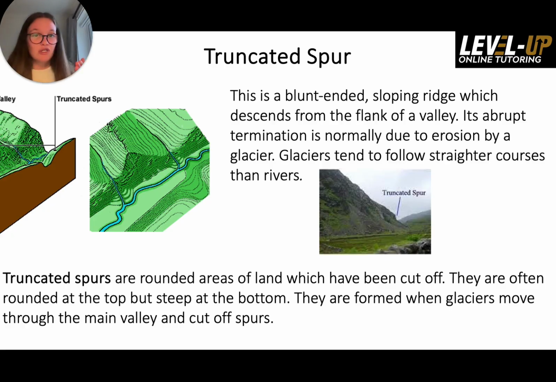Glaciers tend to follow the straightest course and they have a lot more energy than rivers because of the compact nature of the ice. So truncated spurs are not interlocking spurs anymore, they're cut off and truncated, so they're left behind. They are rounded areas of land which have been cut off. They are often rounded at the top and steep at the bottom, and they are formed when glaciers move through the main valley and cut off the interlocking spurs.